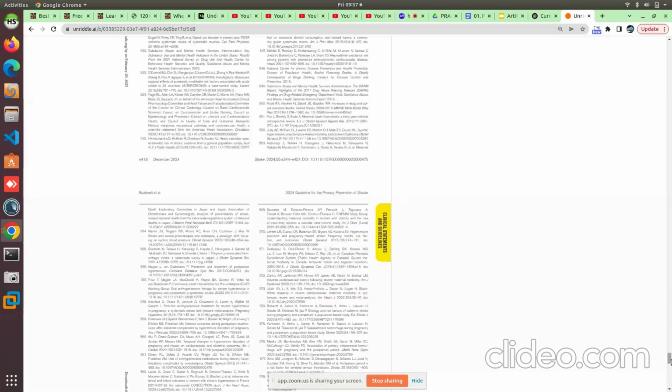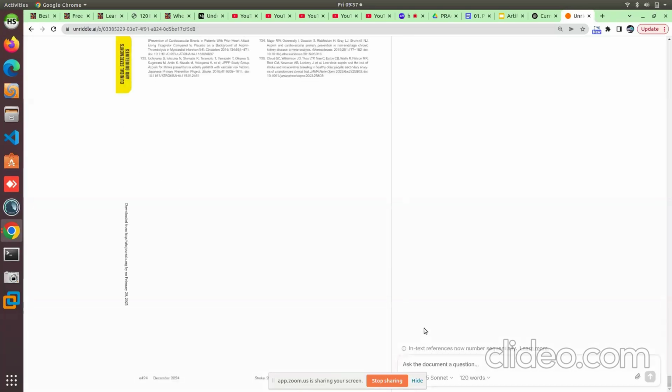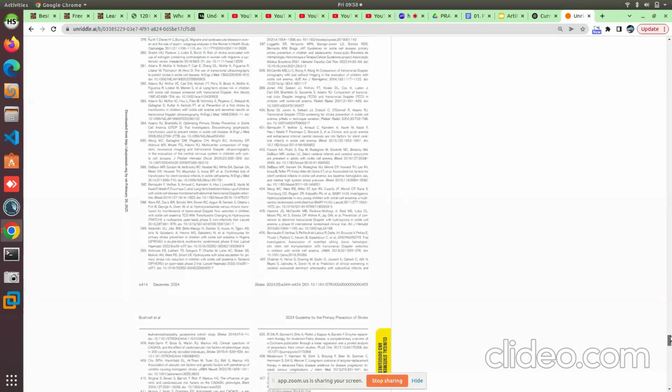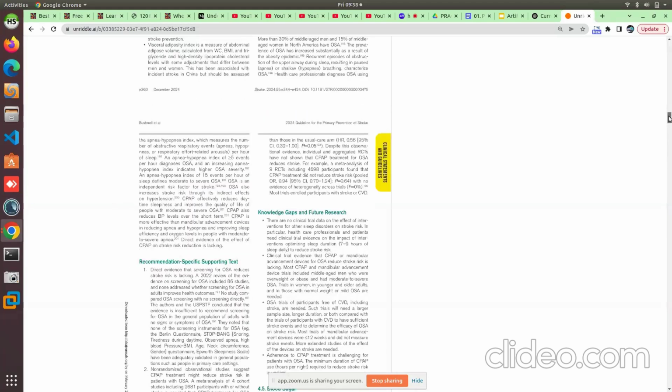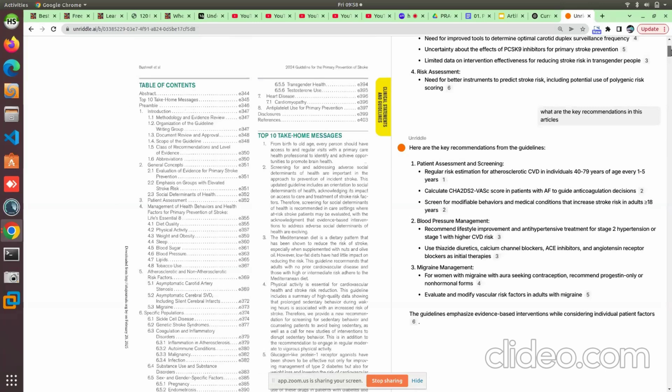Why am I having this? I zoomed the page out because the paper is quite long. So now I can type questions here and ask, just like we do with ChatGPT. My paper is too long, it's 88 pages, so you can ask questions.